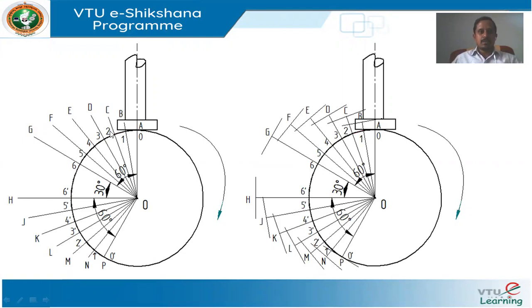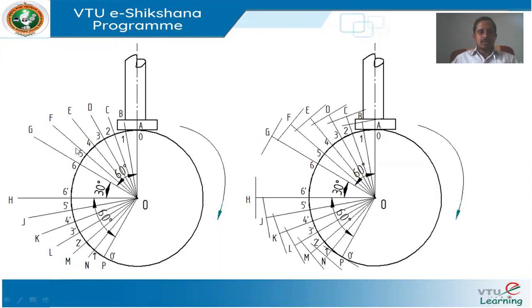In the same way, mark the distance from 2 to C, 3 to D, 4 to E, 5 to F, 6 to G during the outstroke from the displacement diagram. Similarly, during the return stroke, the distance from 6 dash to H, 5 dash to J, 4 dash to K, 3 dash to L, 2 dash to M, 1 dash to N, then P coincides at 0 dash.